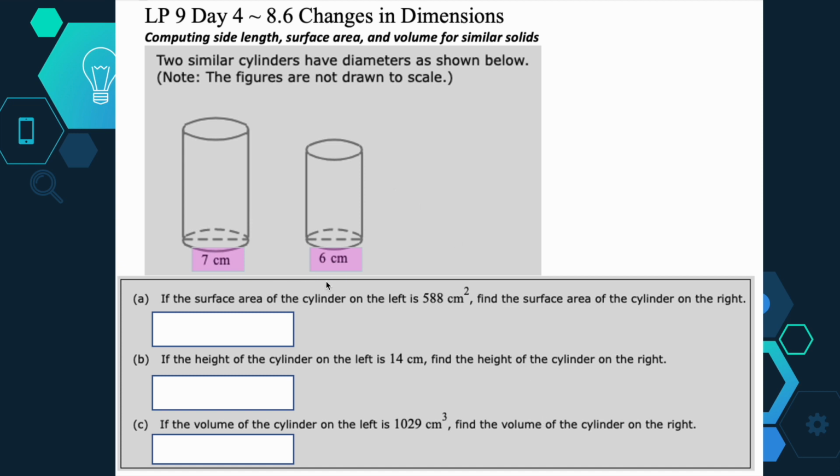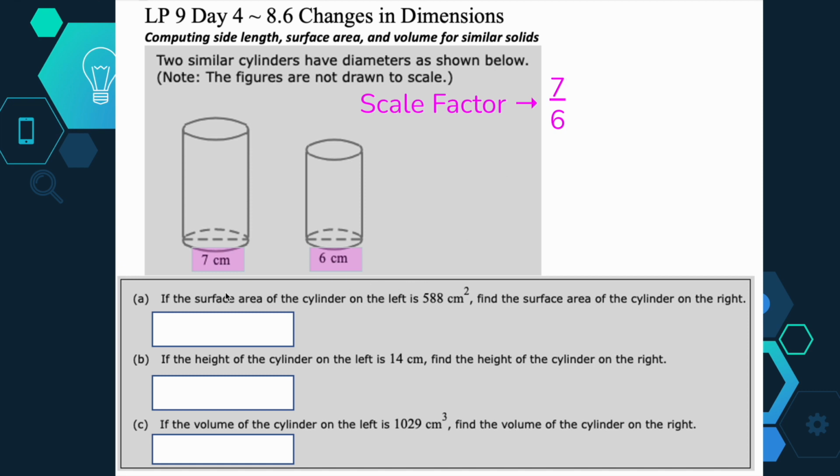Okay, so before we jump too far into these, we do need to know what scale factor. Because they didn't actually tell me the scale factor up here, right? Well, they did. They just told it to us down here in the measurements, in the diameters as shown below. So I have my scale factor. If I look at the cylinder on the left to the cylinder on the right, it's going to be 7 to 6. So this is my scale factor.